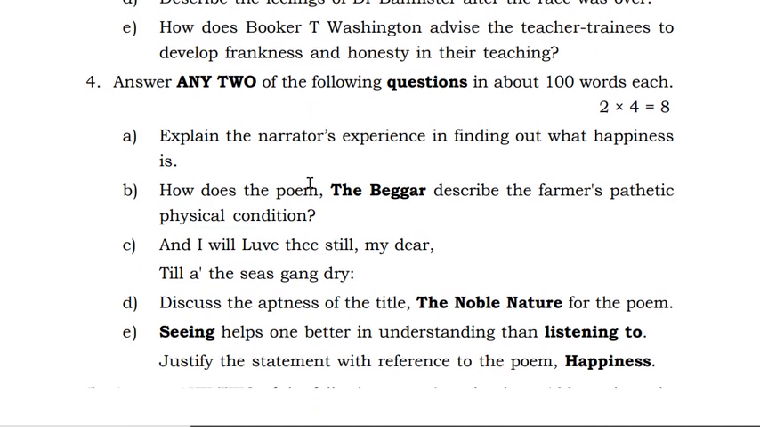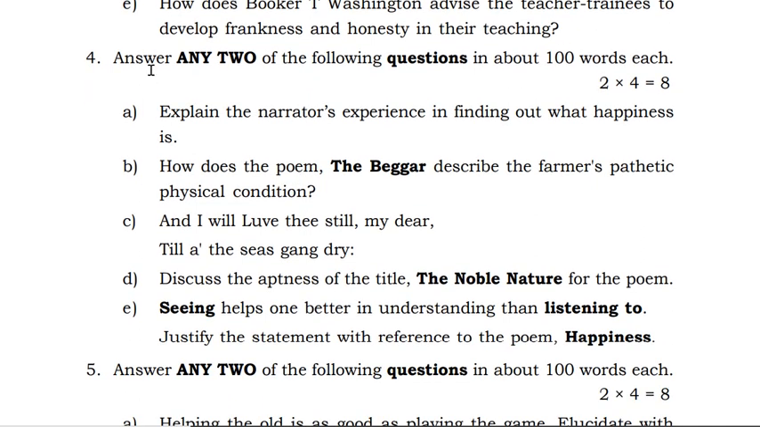And then you see here the fourth question. This fourth question is also about question and answers only, but here the questions come from poetry, that means poems. So based on poems, they prepare 5 questions. You have to answer any 2, and the limit is 100 words, and each answer carries 4 marks, total 8 marks.